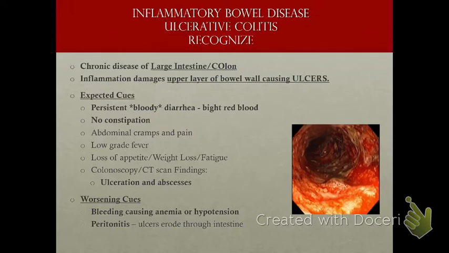Loss of appetite. Again, your colon is where we reabsorb water, where we reabsorb a lot of the rest of our electrolytes and stuff, and that's not being done in an ulcerated area. The villi are gone. They've been ulcered away. So we do have some malnourishment, and then when they do a colonoscopy on it, they may do a CT scan, but they can see the whole colon with a colonoscopy. They will see these bleeding ulcers. Bleeding causing anemia or hypotension or infection are your concerns.